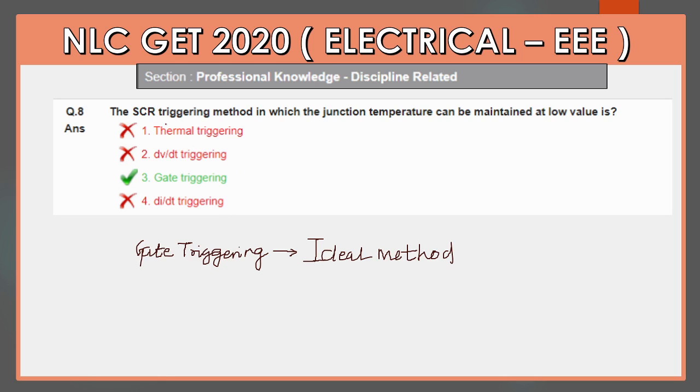Next question, the SCR triggering method in which the junction temperature can be maintained at low value. So it is asking which method of triggering the SCR keeps the junction temperature low. What is the ideal method of triggering SCR? Gate triggering. Ideally we use gate triggering where temperatures are maintained at low value. So the answer will be gate triggering.